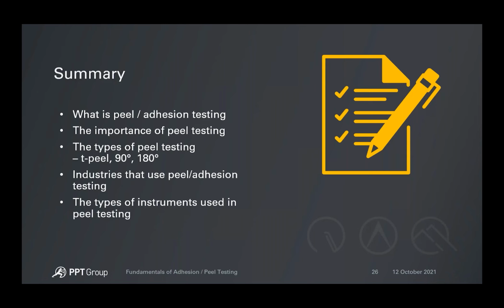So that essentially is our webinar on the essentials of peel and adhesion testing. So to recap, we reviewed what peel testing is. We discussed the importance of peel testing to determine adhesive properties. We've looked at the three most common types of peel testing. And while there are many kinds of peel testing in addition to the T, the 90, and the 180 degree, the purpose or the objective is usually the exact same regardless of the industry.